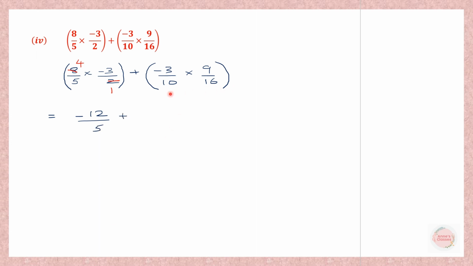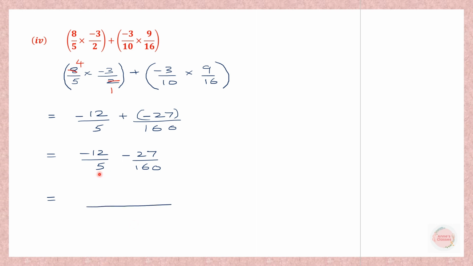Now here what can we cancel? Now there's nothing that we can cancel. So we're going to multiply the numerators and the denominators. Minus 3 into 9 is minus 27. And in the denominator, 10 into 16 is 160. So here we have these numbers. Let's write it again. Minus 12 by 5 plus into minus is minus, minus 27 by 160. Denominators are different, so we must find the LCM of the denominators.